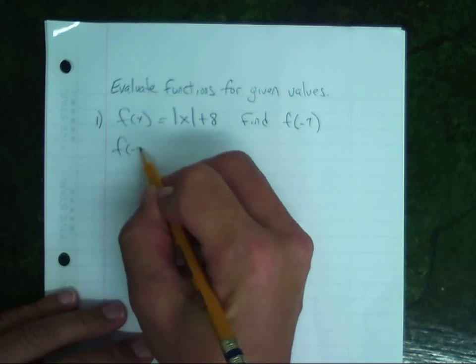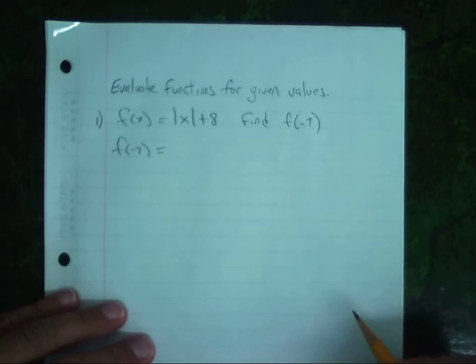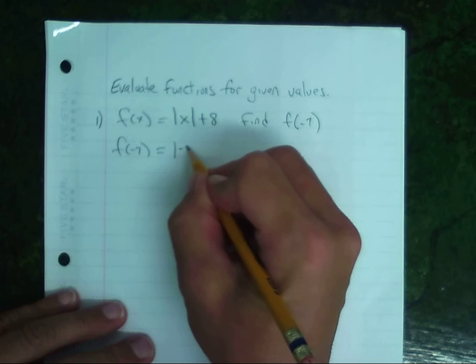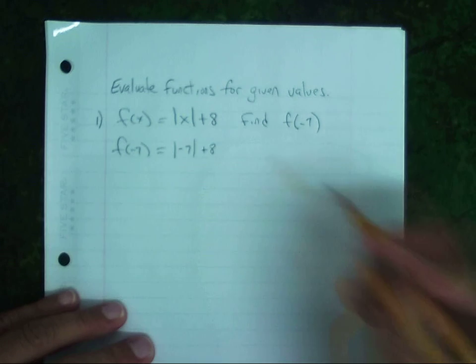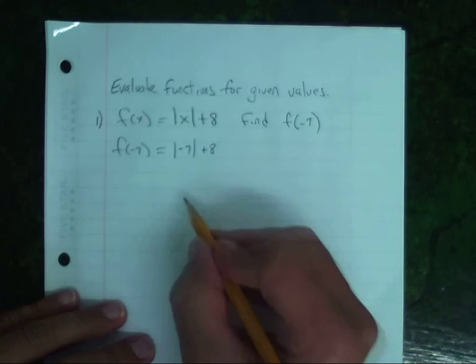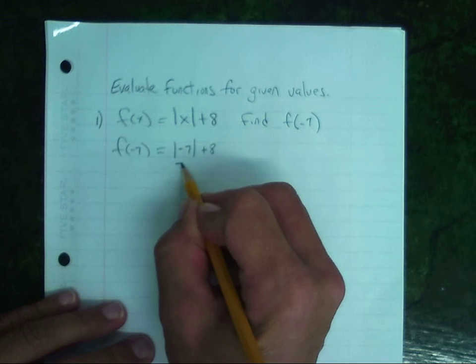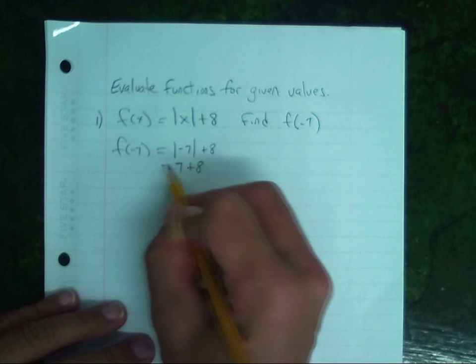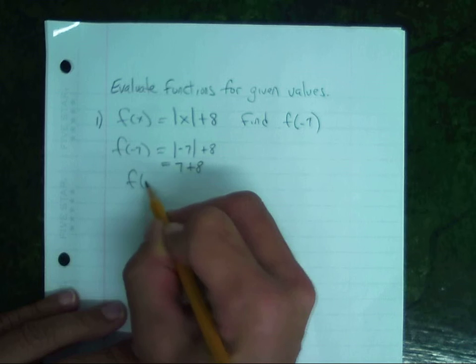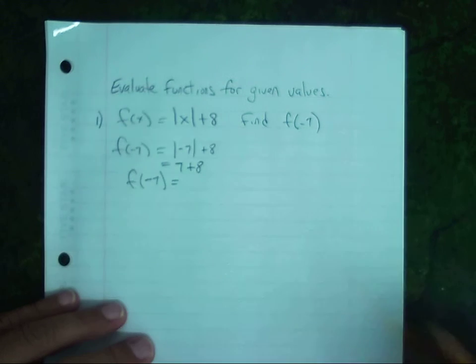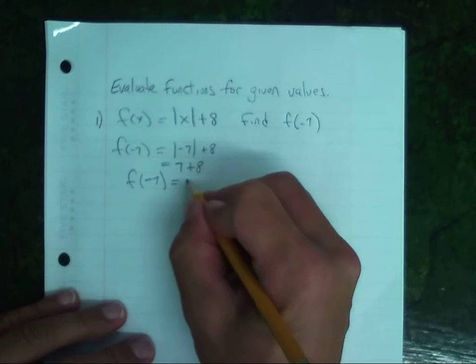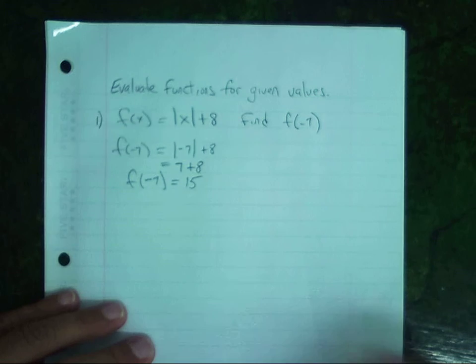So f of -7 equals the absolute value of -7 plus 8. Remember, absolute value is a distance. The absolute value of -7 is 7 plus 8. So to evaluate this function for -7, the answer is 15.